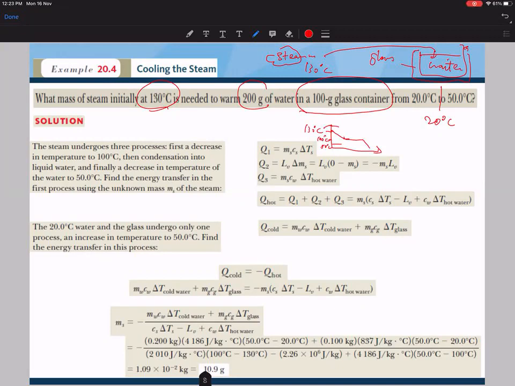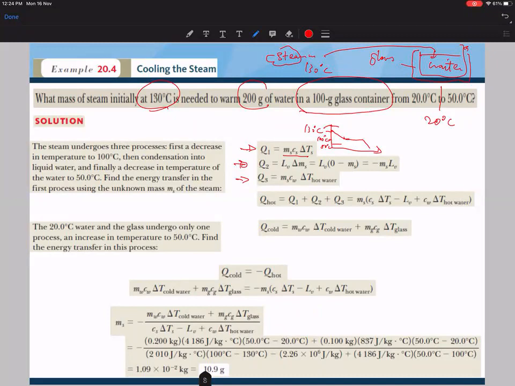So in the equation here, firstly, for the steam, you have the heat lost due to the lowering of temperature of the steam. Secondly, the phase change from steam into water. Finally, the lowering of the temperature of the hot water from 100 degrees C to the final temperature of 50 degrees C. That is the energy loss by the steam.